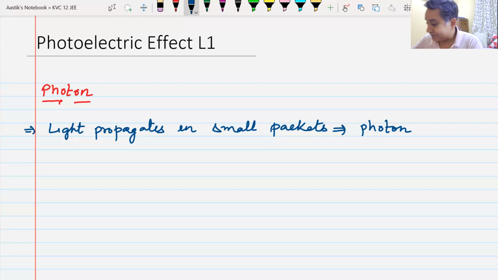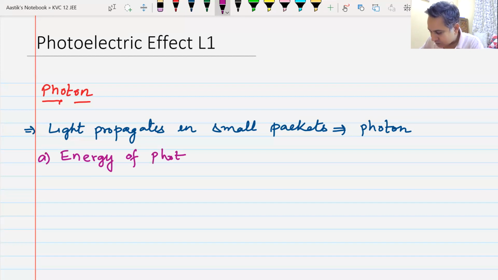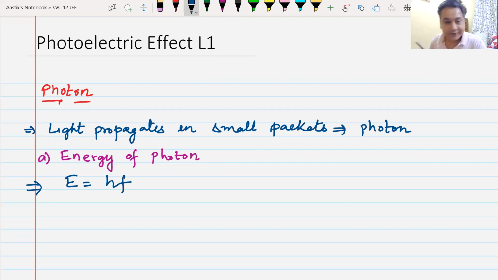When we talk about a photon, then light has got energy. What is the energy of a photon? How much is the energy of a photon? So we must remember, the energy of a photon is given by hf. h into f.